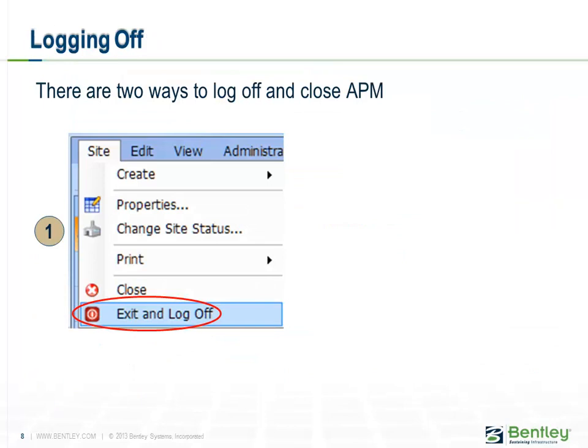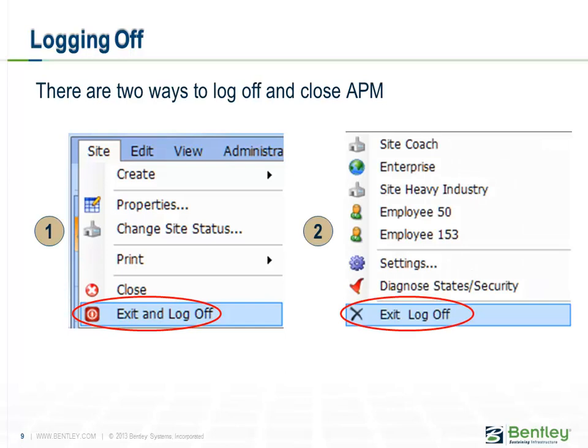There are two ways to log off and close APM. The first is from the menu bar. Select the object and then Exit and log off. The other is from the system tray. Click the APM icon and then select Exit, log off.